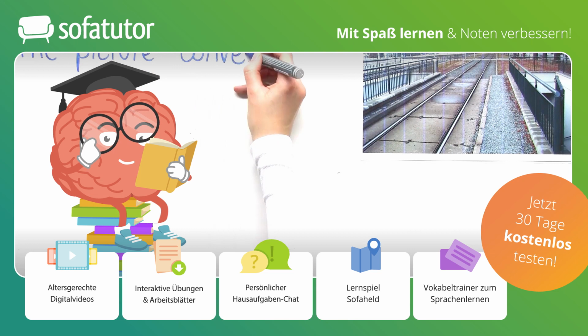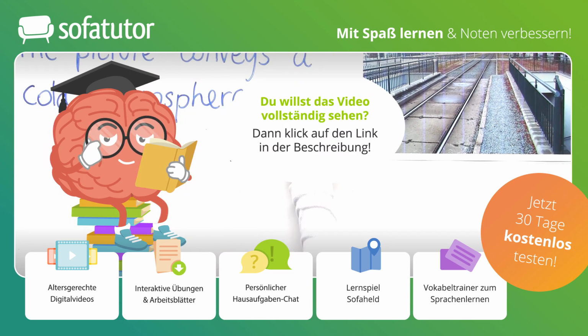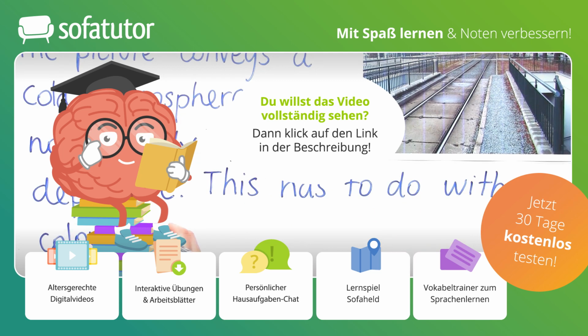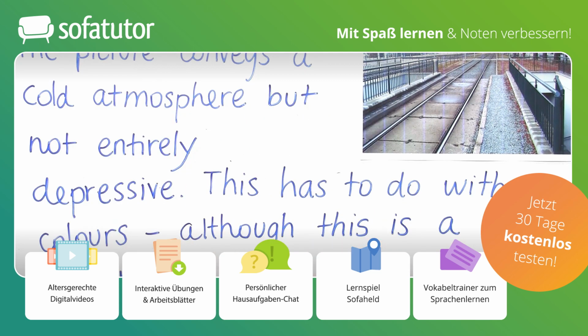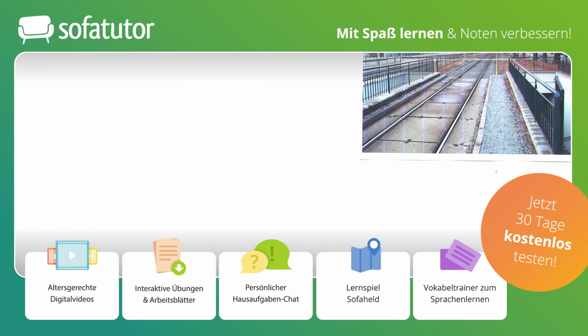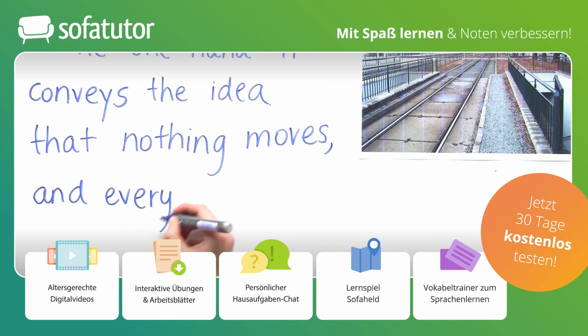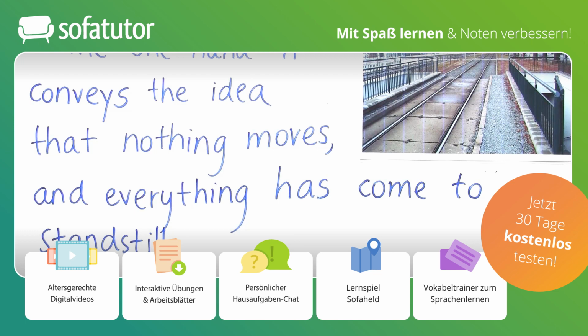This picture conveys a cold atmosphere, but not entirely depressive. This has to do with the colors. Although this is a color photograph, the colors are not very bright. On the one hand, it conveys the idea that nothing moves and everything has come to a standstill. On the other hand, the rail tracks may symbolize a way out of this place, a journey.